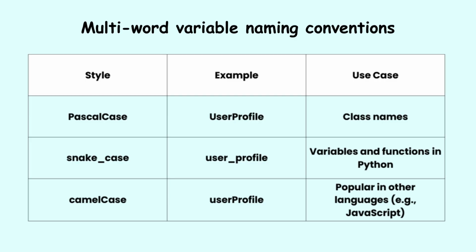Snake case is the standard style for variables and functions in Python. Words are lowercase and separated by underscores. Then there's camel case. This style is popular in other languages, like JavaScript. The first word starts lowercase. Each following word starts with a capital letter. Here's a tip. Stick with snake case for variables and functions and Pascal case for class names. It's the preferred style in the Python community, and it follows the PEP 8 guidelines.